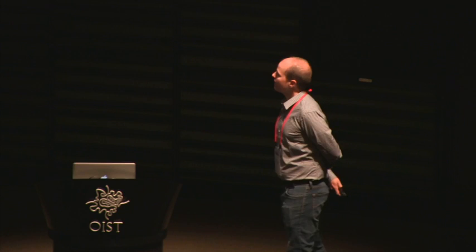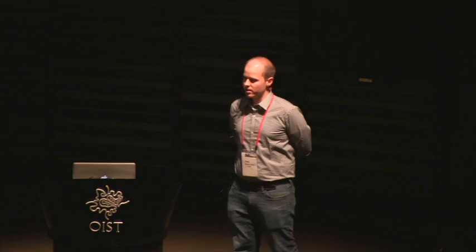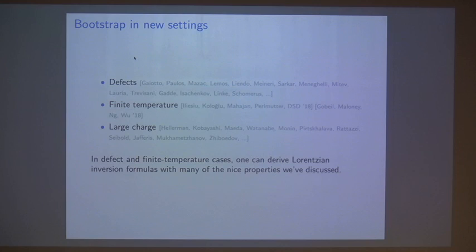So another thing that's been happening recently is extending the bootstrap to new settings, looking at correlators outside of just flat space correlation functions of local operators. There have been studies of conformal defects, CFTs at finite temperature, and CFTs at large charge. And the Lorentzian inversion formula and analyticity in spin and simplicity of the double discontinuity or its analogs are starting to play a big role in these studies.